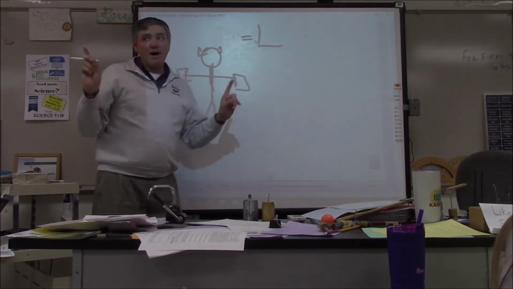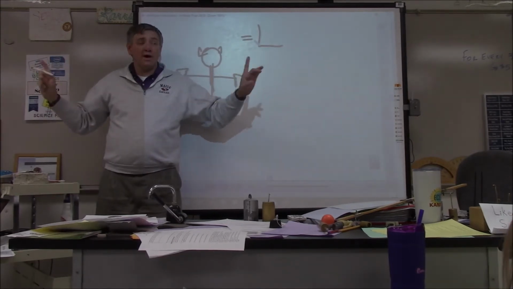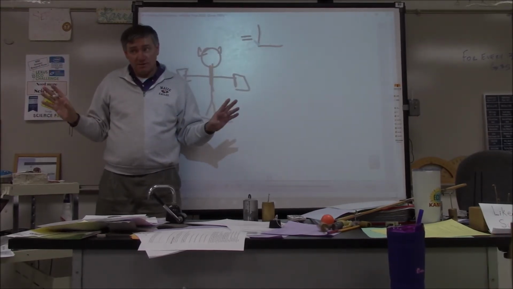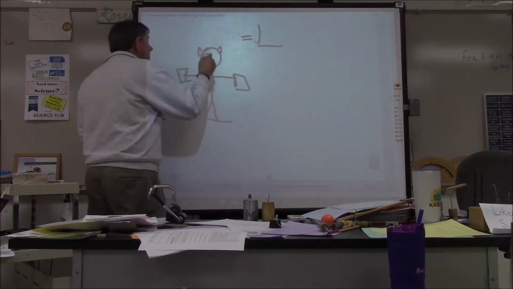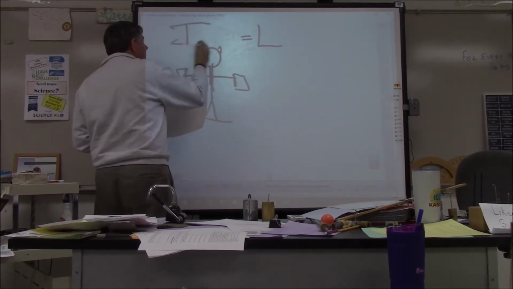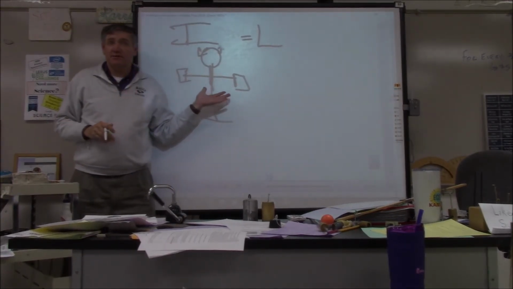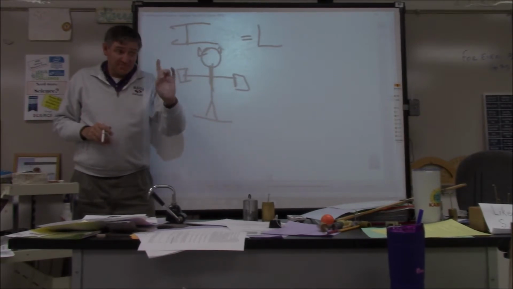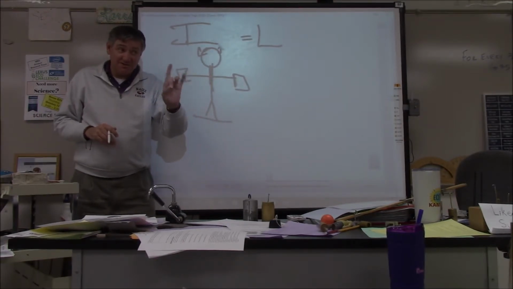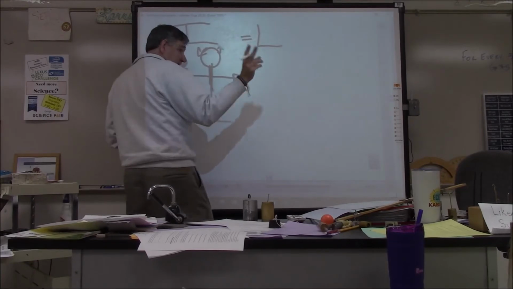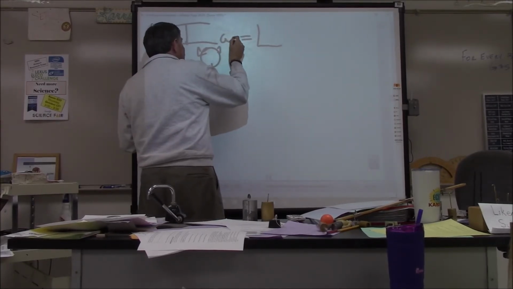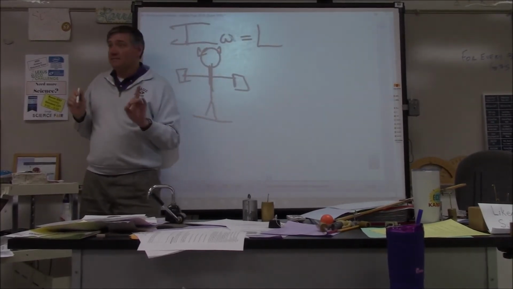When her arms were out, what happened to her moment of inertia? It was bigger, right? So she had a big moment of inertia because she had a big radius. But she was spinning slower, right? Don't throw acceleration into this, we'll get to that. So she was spinning slower, right?